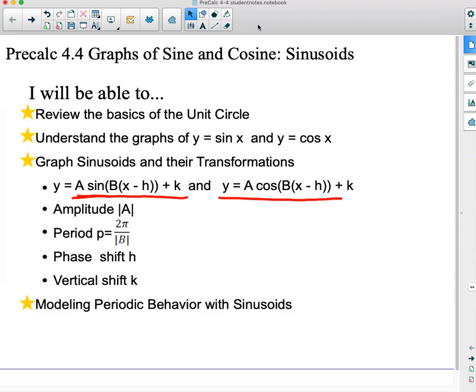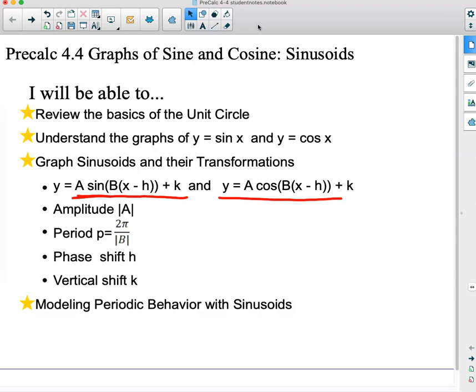This is the one piece that's going to be a little different for us, and that's this gigantic B that we see in front of both of these. And that has to do with a horizontal stretch or compression. And so we have to fit all of this together, but we're going to do baby steps, and we'll get there. Amplitude. We're talking about sound waves. That's what sinusoids are. They're sound waves. That's how we describe sound.